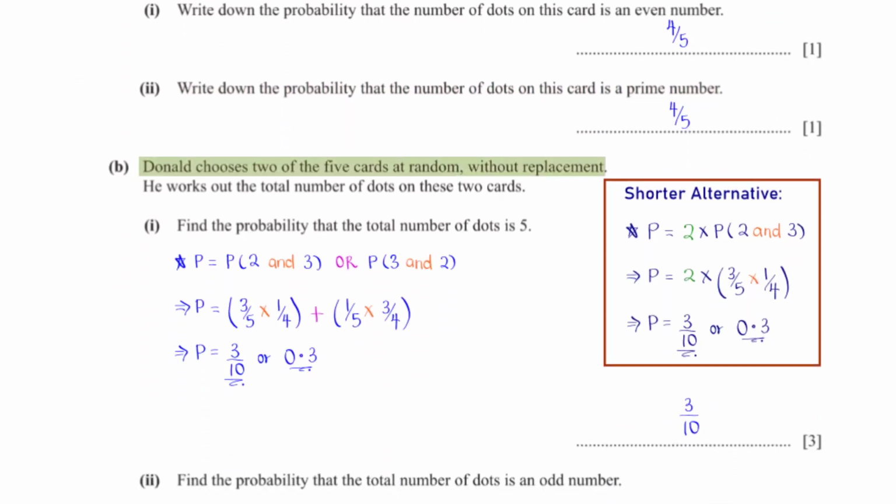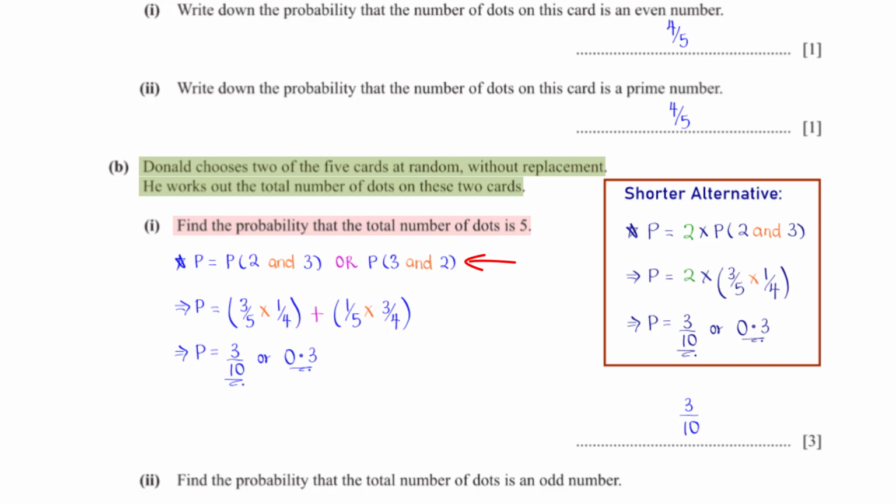Donald chooses 2 of the 5 cards at random without replacement. He works out the total number of dots on these two cards. Find the probability that the total number of dots is 5. There is only one possibility in this case, which means he picks a card with 2 dots and a card with 3 dots. However, depending on the order in which these cards are picked, we have two different possibilities or scenarios. So in the first scenario, he picks a card with 2 dots first and a card with 3 dots second. And in the second scenario, he picks a card with 3 dots first, then a card with 2 dots second.